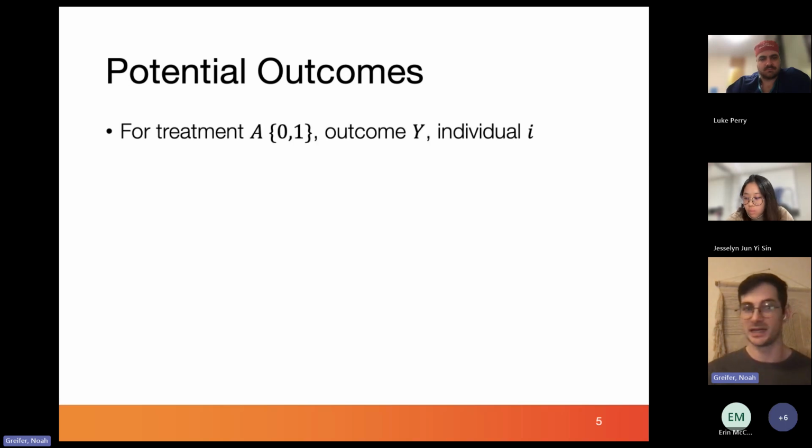So the idea is, for a treatment, which I'll label A. I know it's a bit odd to label the treatment A, but that is the way it's done in some literatures. It usually stands for action. Let's say it can take on the values 0, meaning no action, and 1, meaning action, or 0, meaning control, and 1, meaning treatment. We have an outcome, Y, and we have an individual, i.